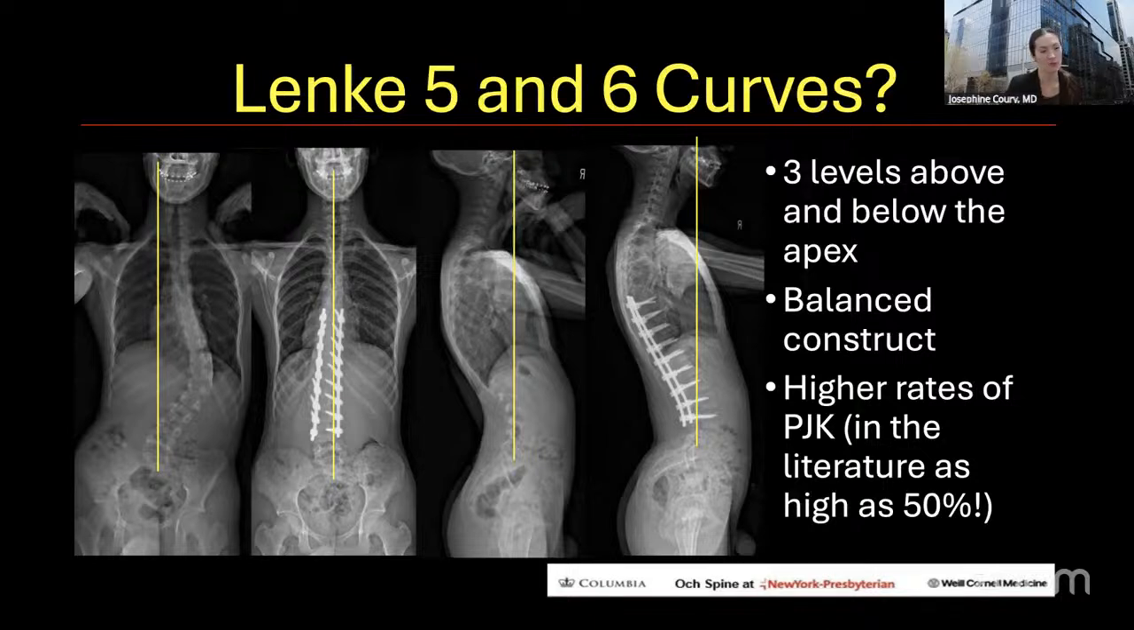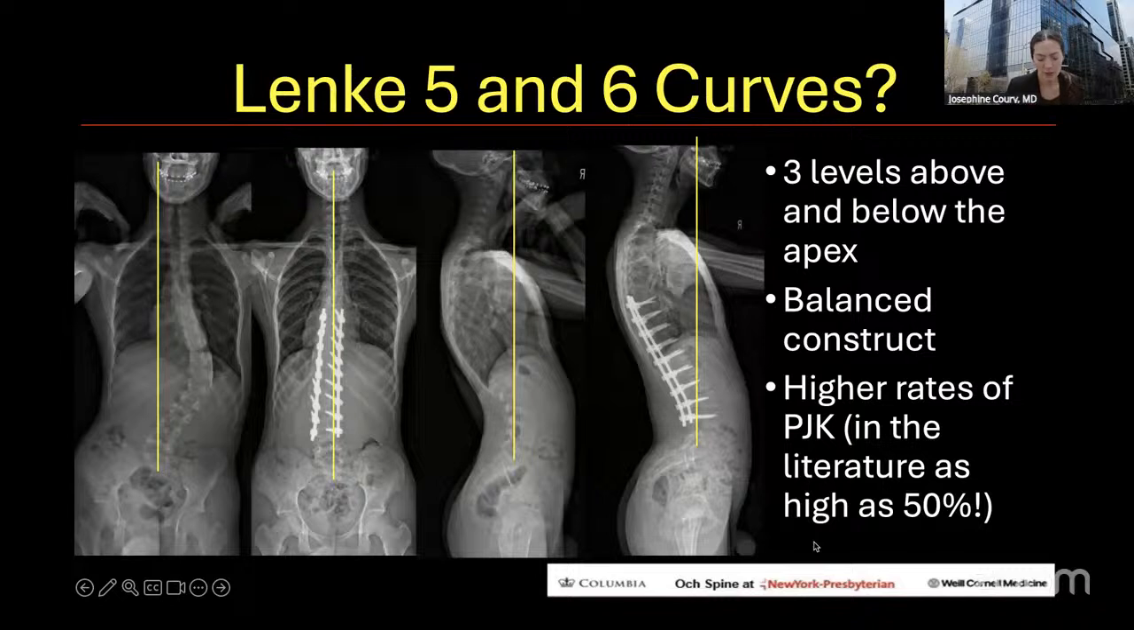This is where that concept really comes into play: to go 3 levels above and 3 levels below the apex. So for this patient, their apex was the T12-L1 disc, so they were fused up above to T9 and then below to L4. So you can see they have a very balanced construct, and really excellent alignment here again, 2 years post-op. I always show pre-op and 2 years post-op.